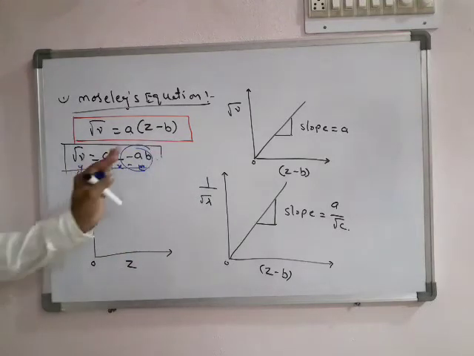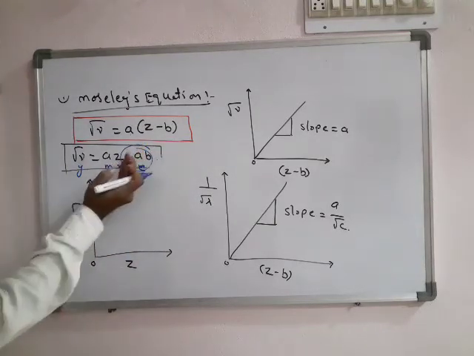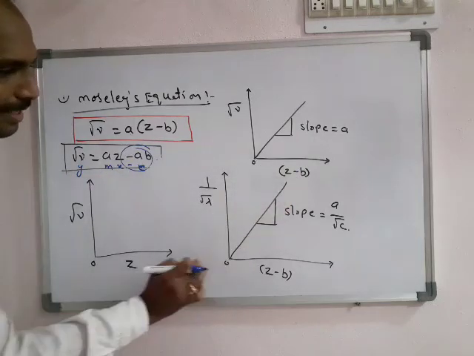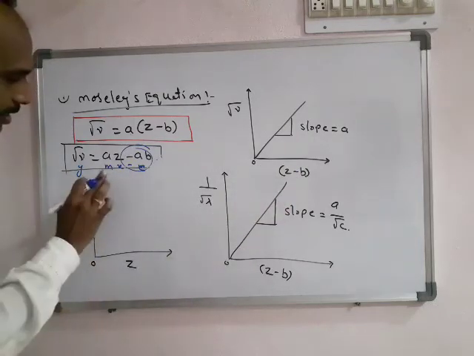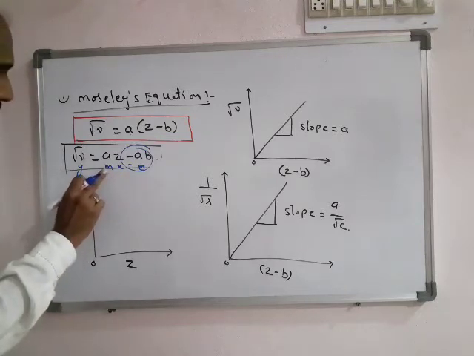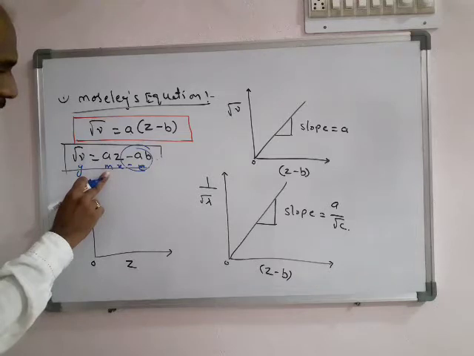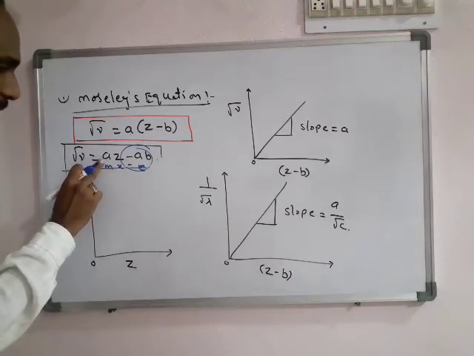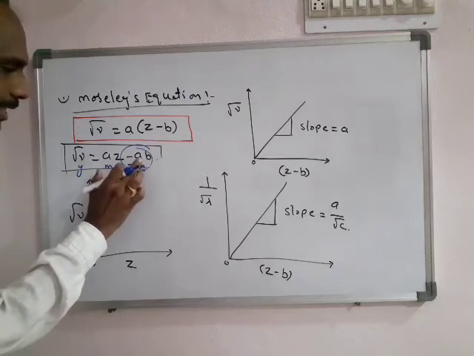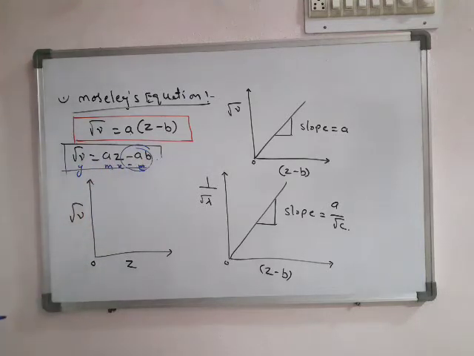So we know the equation y is equal to mx. This equation represents a straight line passing through the origin with slope m. Again here also, y, x, what is the slope m? In the place of m, what is present? Slope is A. But what is the intercept? The C is called the constant intercept, that is negative AB.